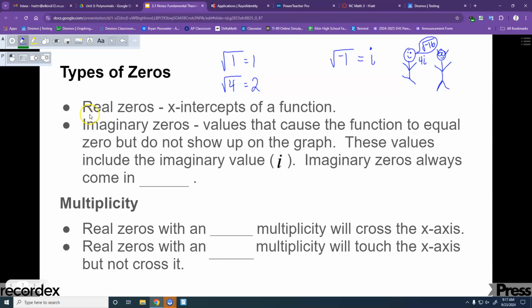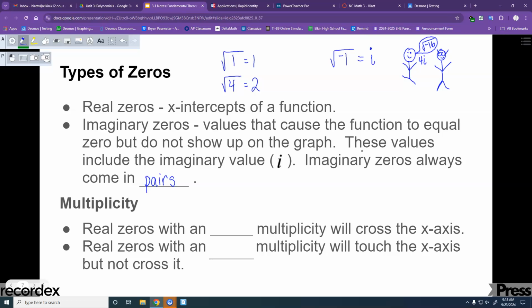All right, so real zeros are x-intercepts of a function, right? We can see them on the graph cross the x-axis, okay? Imaginary zeros are values that cause the function to equal 0, but do not show up on the graph. These values include the imaginary value i, and imaginary zeros always come in pairs. Okay, so you cannot have an odd number of imaginary zeros.